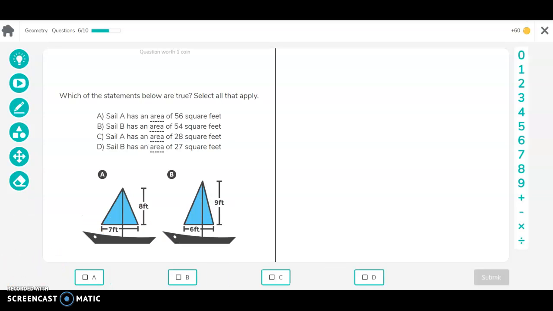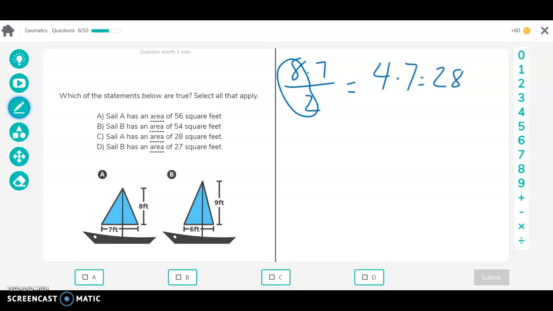For this one, you have to figure out which ones are true. All you're going to do is solve for boat A and boat B. So we have 8 times 7 divided by 2. I'm going to do it this way just to show you both ways. 8 divided by 2 is 4. Now we put the 7, we get 28. So A is 28. And B, let's see, we have 6 times 9 divided by 2.